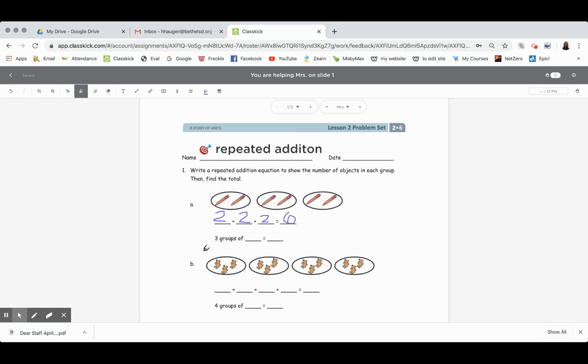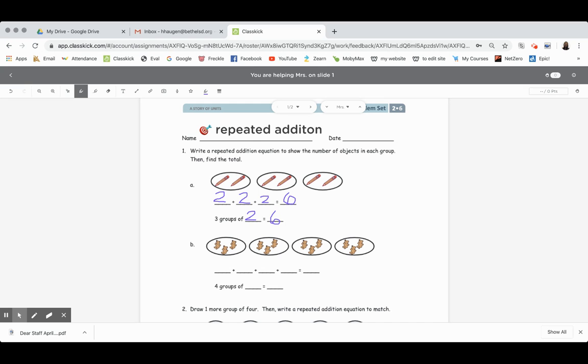So the next statement says we had 3 groups of 2 pencils, and my total number of pencils is 6. So we are taking our equal groups and we are writing a repeated addition equation. And the equation, remember, is just the math problem that we're doing.